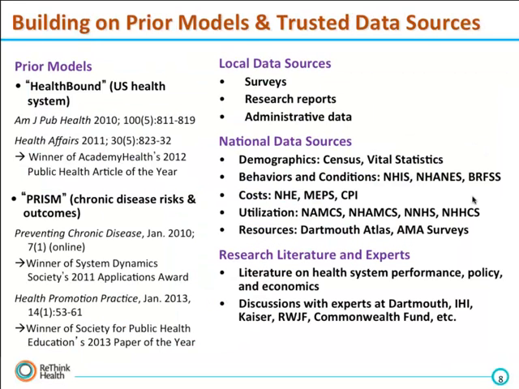So this model builds on prior models and various data sources. The direct predecessor model is called HealthBound, and that's a model that a group of us developed back at the Centers for Disease Control and Prevention in the late 2000s, dealing with a health system, but dealing with it at a national level. So, for example, we could ask questions about what if you moved to a single-payer system, but it didn't include a lot of the local flavor that we have in this ReThink Health model. Another predecessor model is called PRISM, which dealt with chronic disease, which is a sort of central piece of the ReThink Health model because chronic disease is responsible for something like 78% of our healthcare costs.